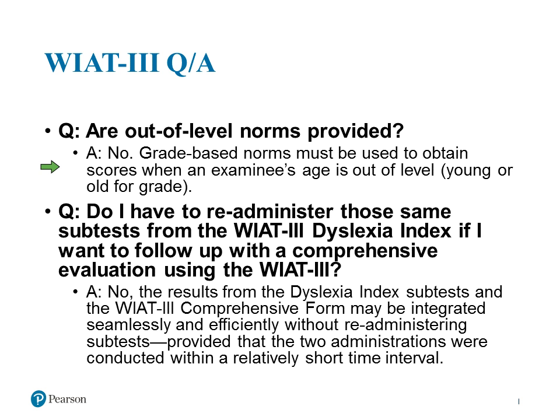Are out of grade level or out of level norms provided? No, they're not. Grade-based norms must be used to obtain scores when an examinee's age is out of level, either young or old for their age. And again, I already answered this one, which is, do you have to re-administer those same subtests from the WIAT-III Dyslexia Index if you want to follow up with a more comprehensive evaluation? And the easy answer there is no.